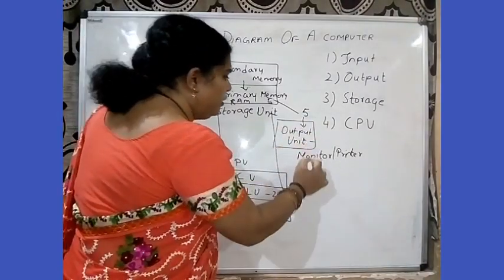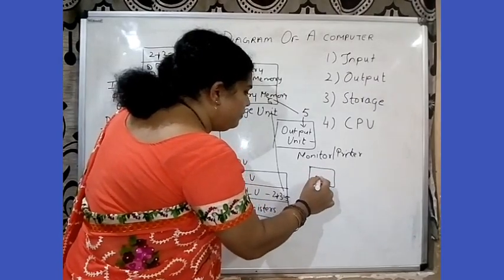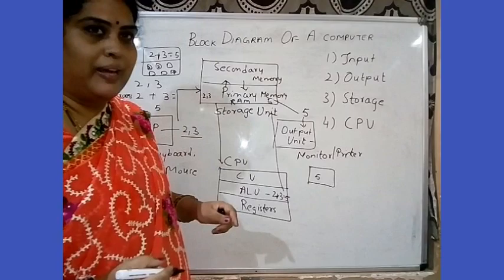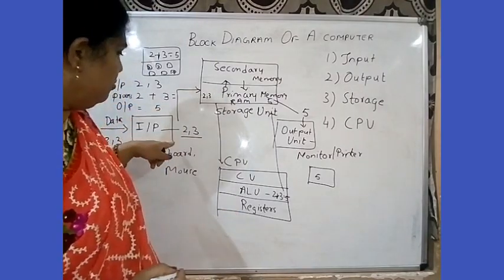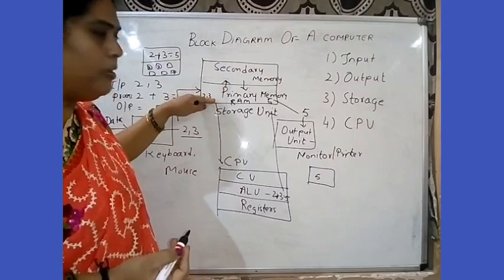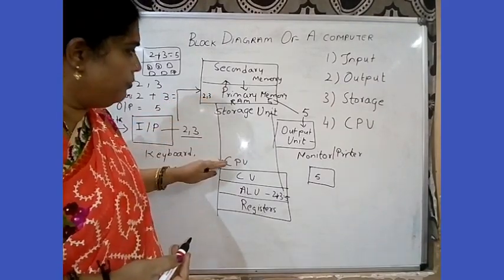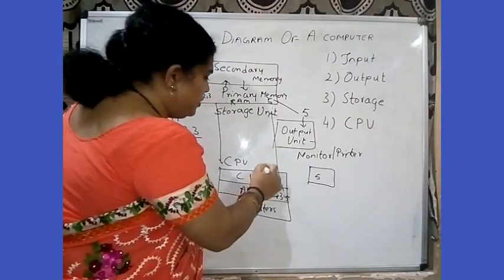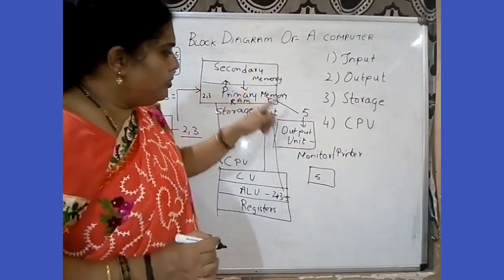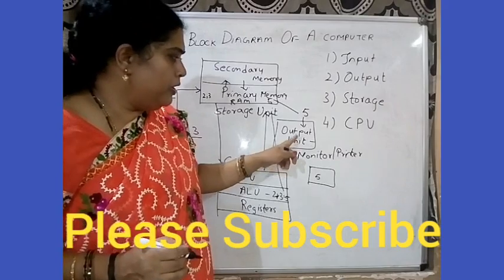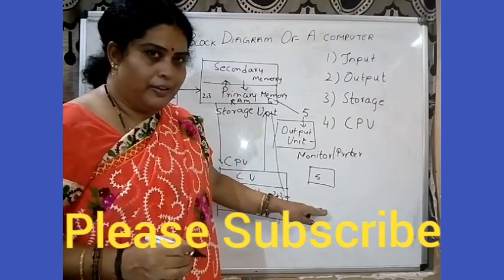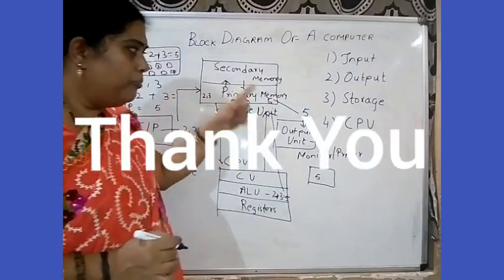So the output unit or your monitor will display the result. So your final process is, you will tell the user to enter two numbers. He enters 2 and 3. It goes into the memory. The CPU takes it from the memory, and after it finishes the processing, it sends it back to the memory, and from the memory again it is going to the output unit, which is your monitor or your printer, and you are seeing the result. This is how your computer works.